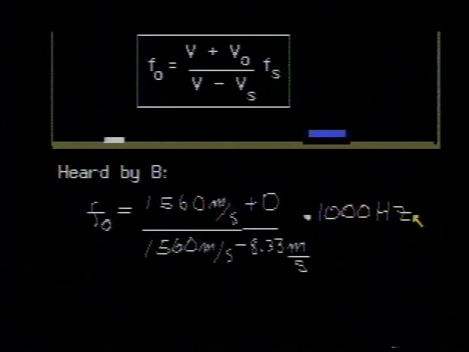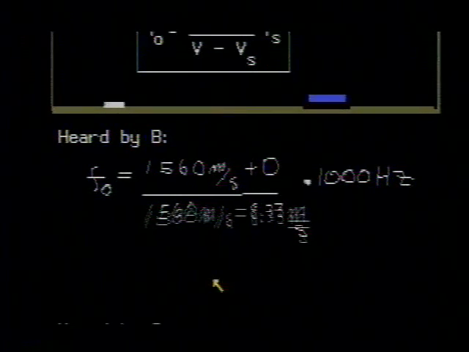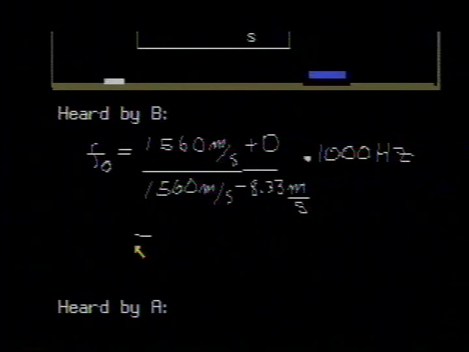If you carry out that calculation, you can verify that this gives you 1005 Hertz to 4 significant figures, and I don't want to round this answer to 3 significant figures. We lose too much information. So that's the frequency heard by an observer on B.